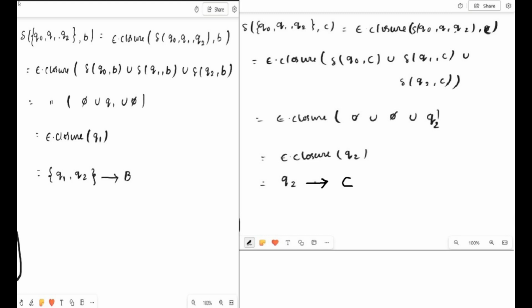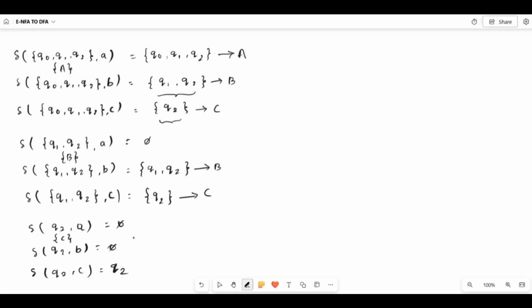Similarly, we have to find the epsilon closure of transition of Q0, Q1, Q2 with B and also with C, as shown on screen, and also for transition of Q1, Q2 with A, B, C and Q2 with A, B, C. After solving all of the above, we get the answers like this. For simple understanding, denote Q0, Q1, Q2 as A, Q1, Q2 as B and Q2 as C.